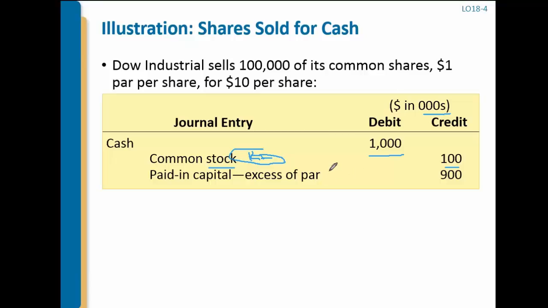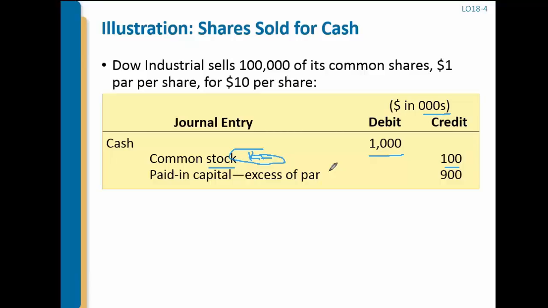So everything else goes into paid-in capital in excess of par, or it could be called additional paid-in capital, or as some accountants call it, APIC. Essentially, this is the plug number between the number of shares times the par value and the difference of that from the cash. The cash that was collected is, in this case, $1 million.